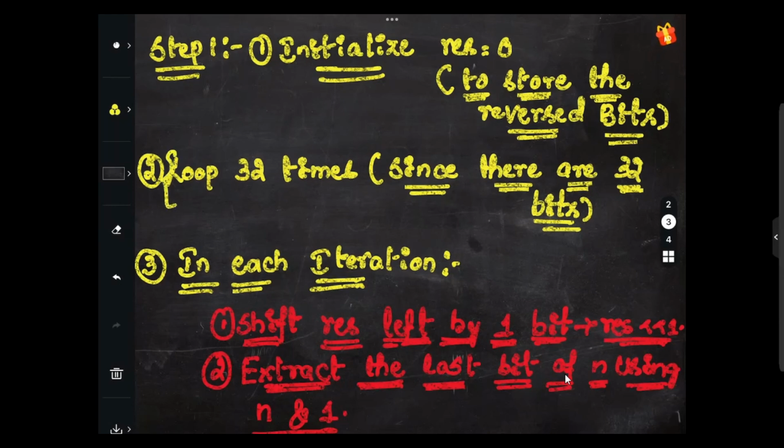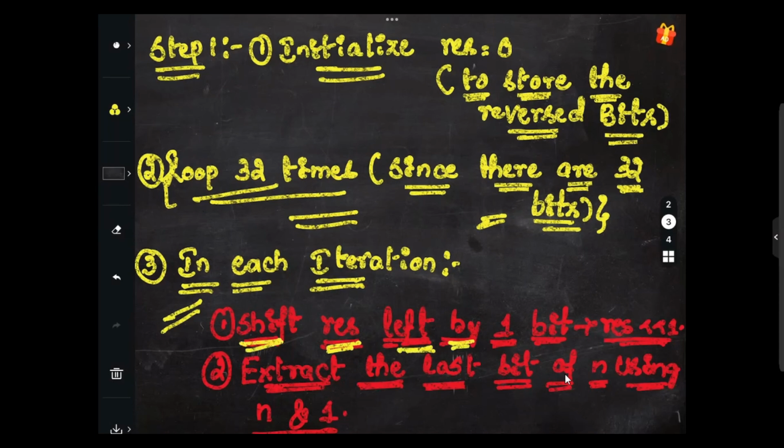And we will be looping 32 times, since we are dealing with a 32-bit unsigned integer. So we are looping 32 times since there are 32 bits. In each iteration, we will shift the result left by 1 bit. This we will see in the iterations step by step. I'll not be showing 32 iterations, but I'll be showing you 3 or 4 iterations, which will be enough to understand. So in each iteration, shift result left by 1 bit.